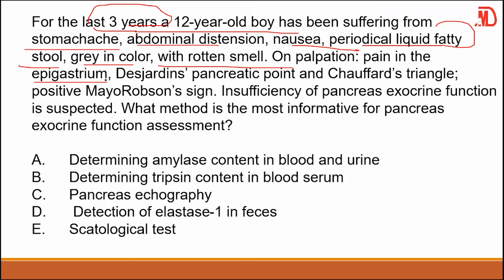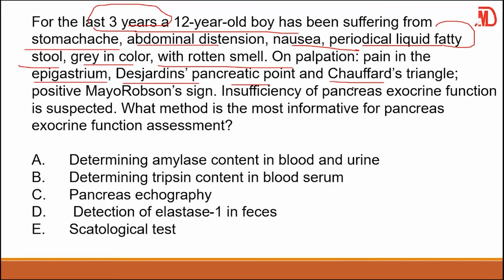We have the 9 divisions of the abdomen. Epigastrium, right and left lumbar, umbilical, iliac, all of those. Please do well to check them up. So on palpation, pain in the epigastrium area, with pain in the pancreatic joint and Kehr's triangle.